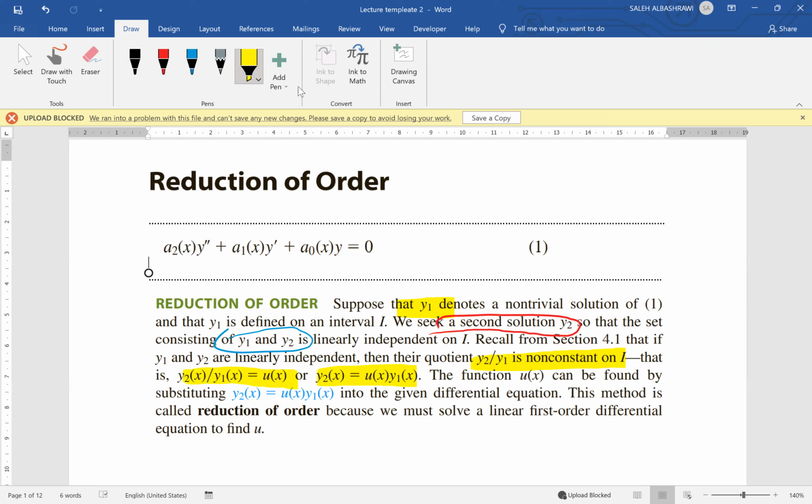So we need to find the second solution from this relation. I need to find u. To find this, we need to substitute y2 by u(x) multiplied by y1, the given solution. And this method is called the reduction of order. Why? Because with this method, we are going to solve a linear first order differential equation. So we are going to reduce the order from a second order to a first order differential equation.